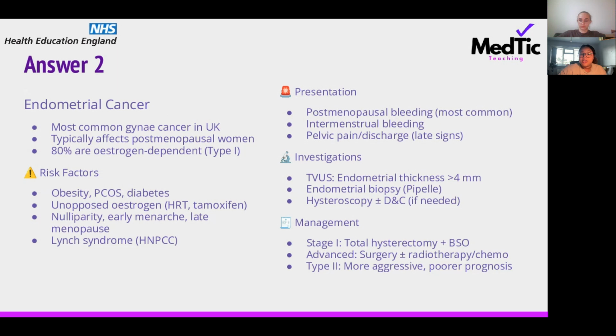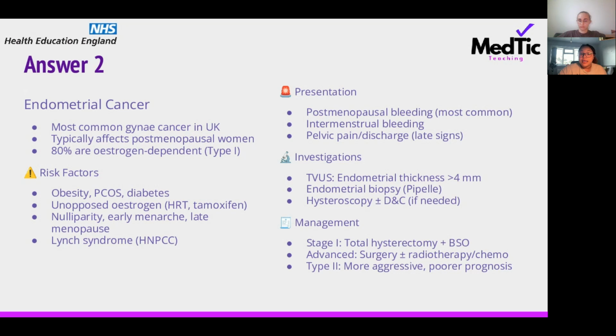And again, investigations, so endometrial thickness. Different texts will say 4 millimeters, I was always taught 6 millimeters, to be aware of when to offer a biopsy on transvaginal ultrasound. You can also do a hysteroscopy, so refer to gynae that way.